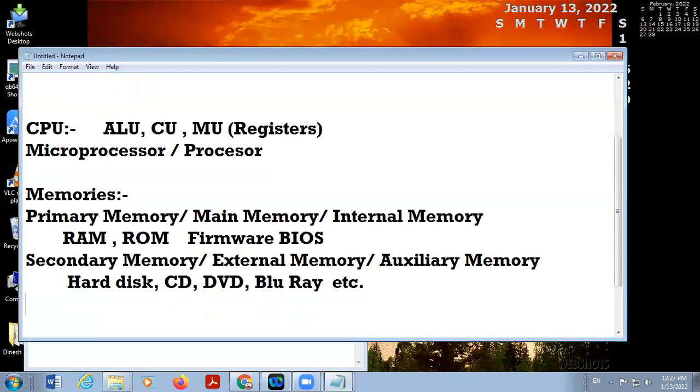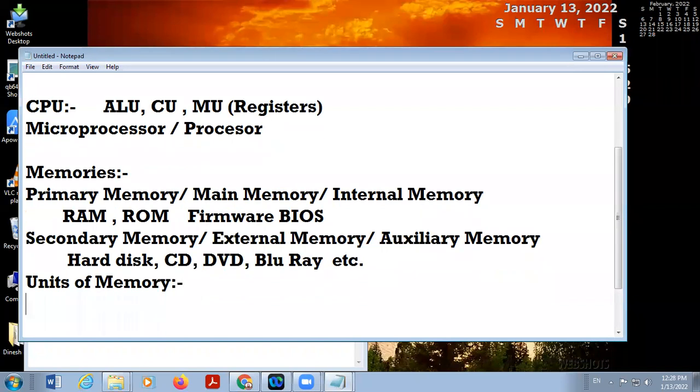Now next is units of memory. There is one term used in computer that is called bit. Basically, it is called binary digit. We know that there are bytes, GB, so many things.